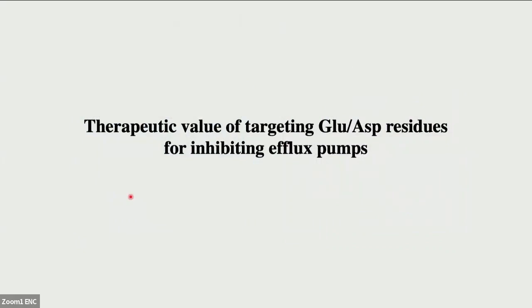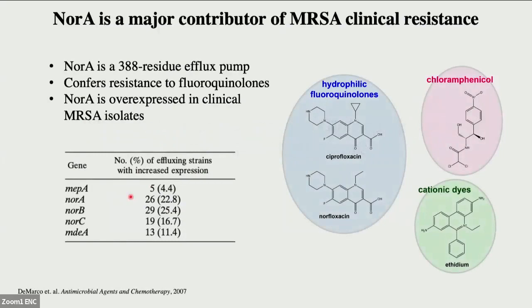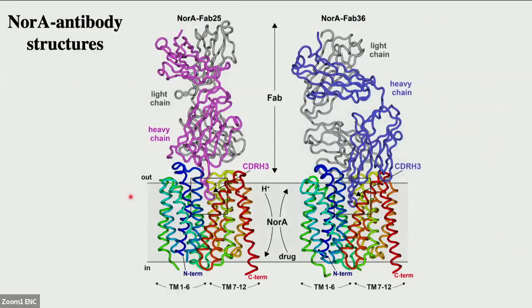And very lastly and briefly, I know I'm over, I want to tell you just about how we can target glutamate and aspartate residues. What we worked on is a different efflux pump from MRSA, which gives resistance to fluoroquinolones. We solved the structure in collaboration with Danang Wang's group. Doug Browley, a PhD student in the group, did this, and we had to solve these in complex with FABs. And we solved two structures to get the mass large enough to solve the structures with cryo-EM.